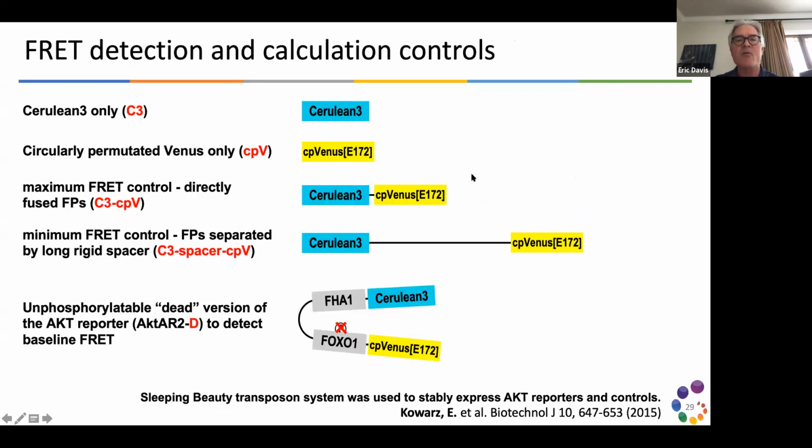Based on that reporter, we need to have some other cells that are engineered to express controls. So the donor alone, the acceptor alone, and then 2 separate controls in which the donor and acceptor are either very close to one another or held far apart by a rigid spacer. These are then the high FRET and the low FRET controls. And then finally, as a physiological control, we have a version of the reporter in which the target peptide has been mutated so that it cannot be phosphorylated. This is a so-called dead reporter.